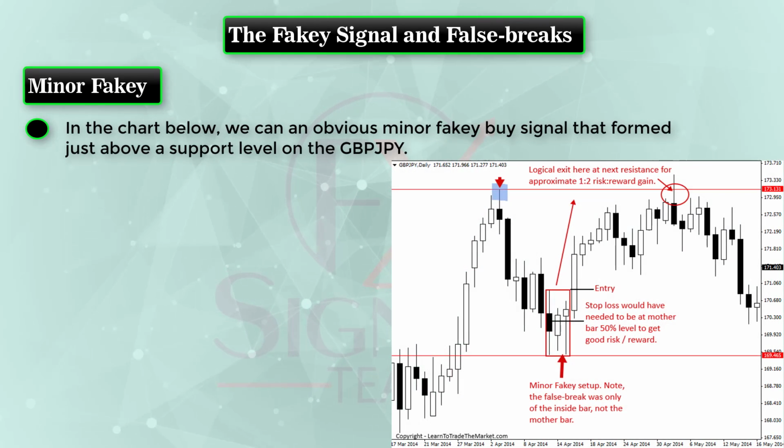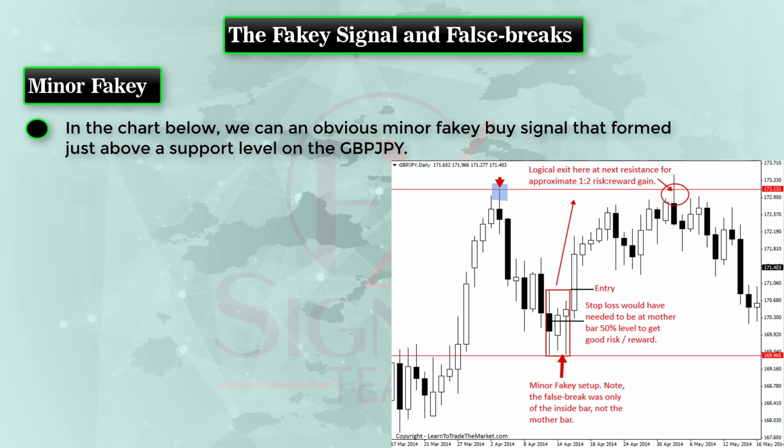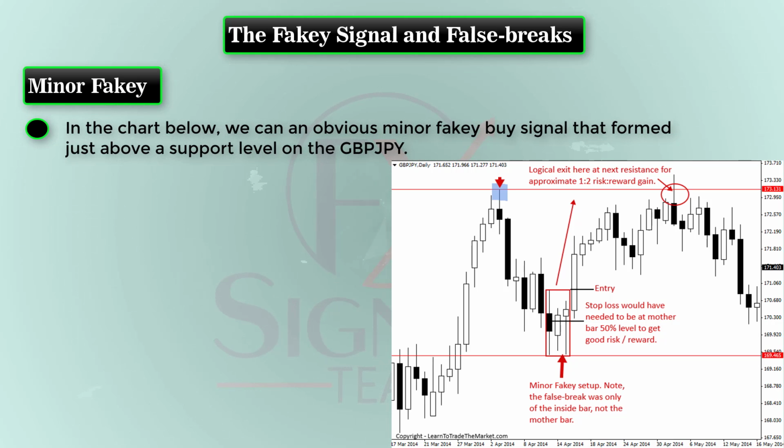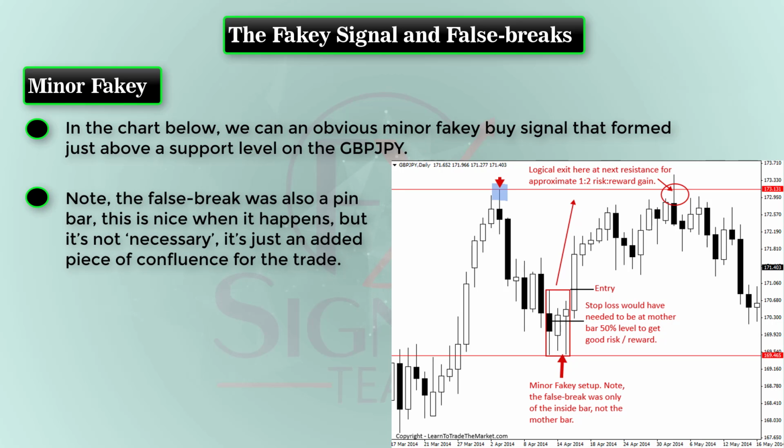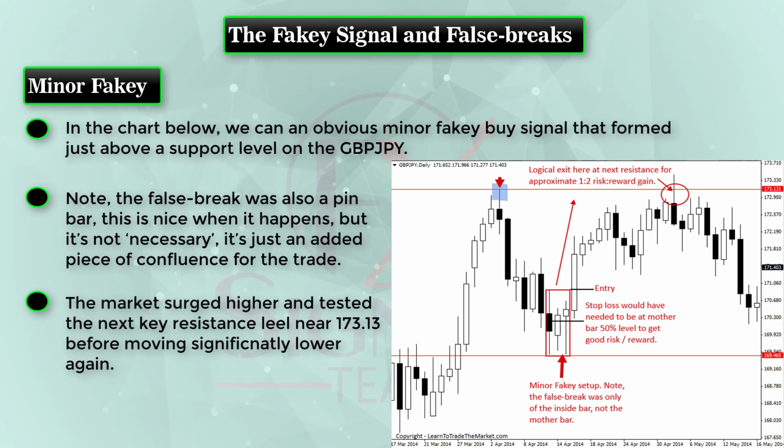In the chart below, we can see an obvious minor Fakey buy signal that formed just above a support level on the GBP/JPY. Note, the false break was also a pin bar. This is nice when it happens, but it's not necessary. It's just an added piece of confluence for the trade. The market surged higher and tested the next key resistance level near 173.13 before moving significantly lower again.